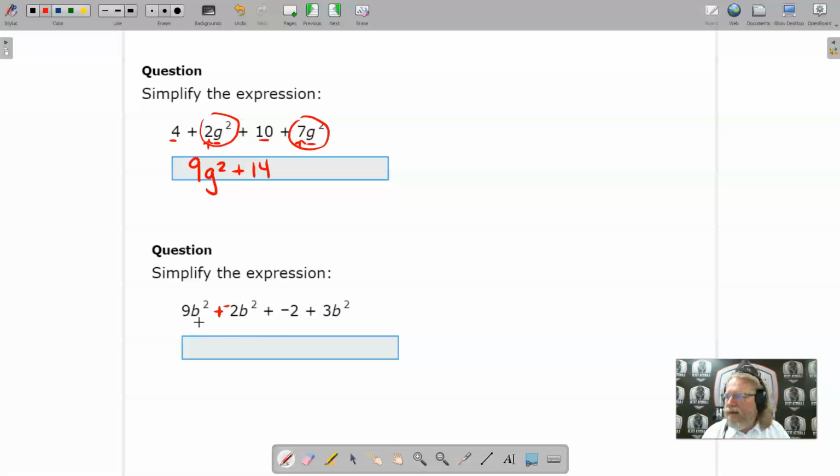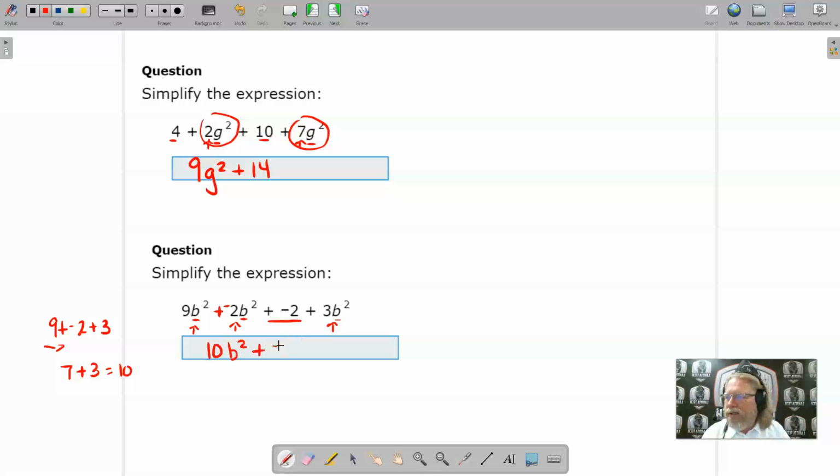So let's see what terms I have that are like. I have b squared, b squared, b squared. So the first, second, and fourth terms all need to be combined. So I have 9, -2, and 3. So 9 plus -2 plus 3. I'll just work from left to right. So 9 plus -2 is going to be 7, and then 7 plus 3 is going to equal 10. So I have 10. 10 what? 10b squared. And then that leaves me with the plus -2.